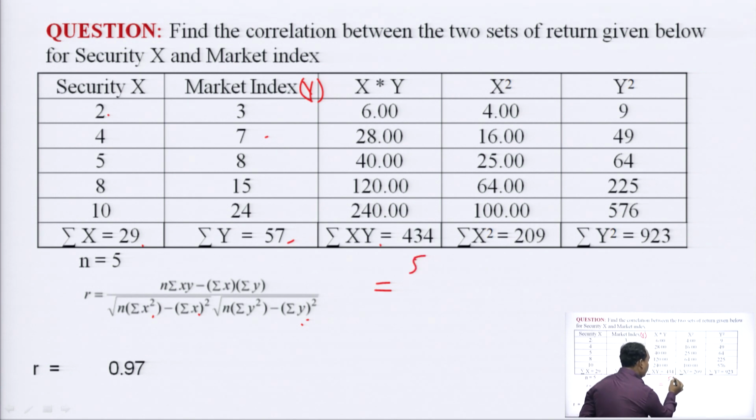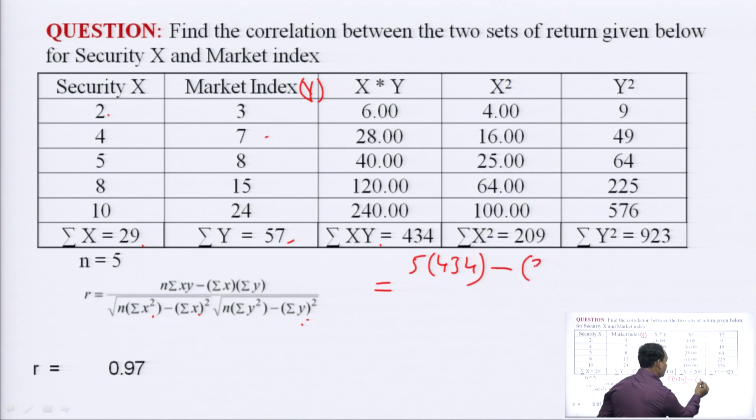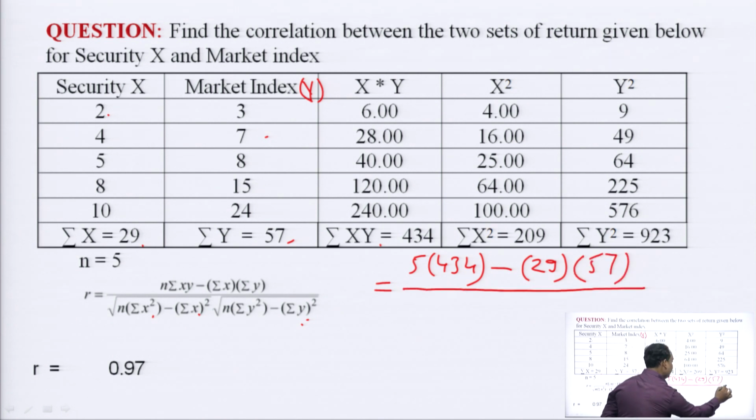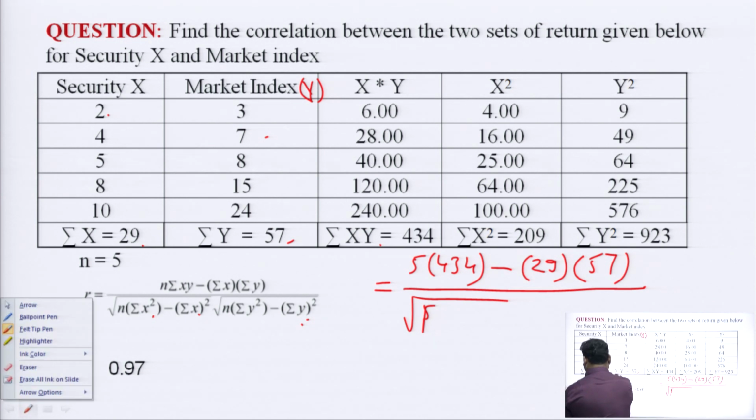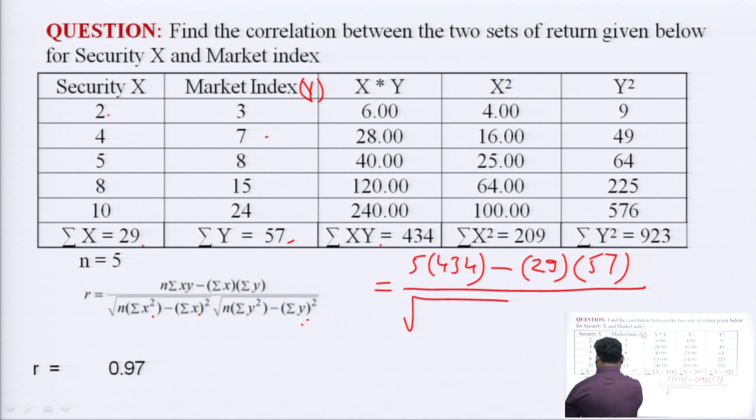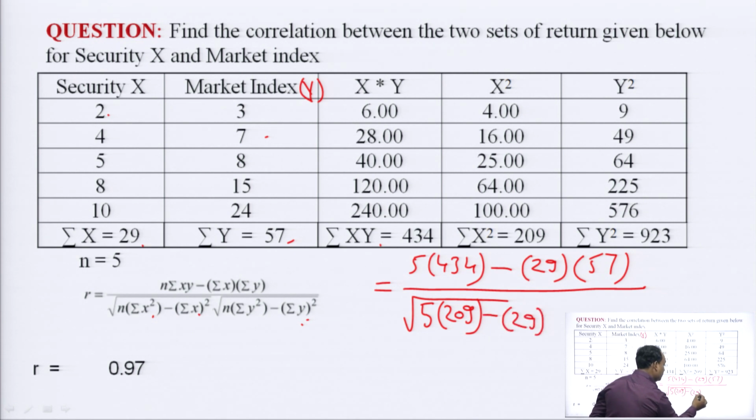Here n is equal to 5. So, 5 multiplied by summation xy, which is 434, minus summation x, 29, multiplied by summation y, that is 57, whole divided by the square root of n, 5, multiplied by summation x square, that is 209, minus 29 whole square.